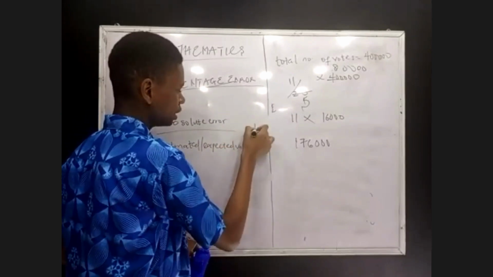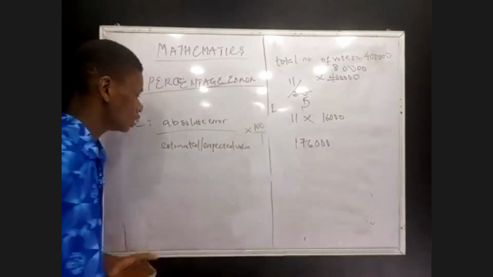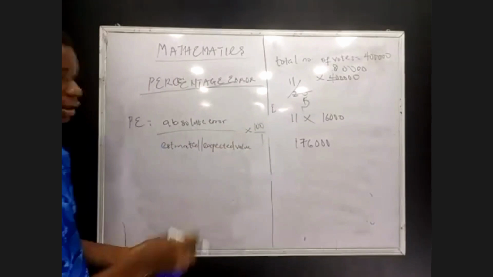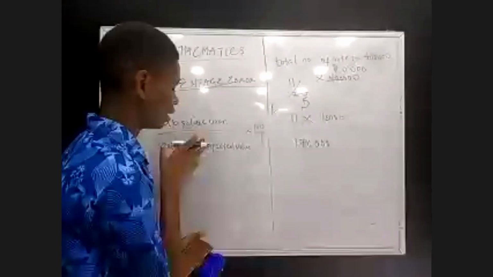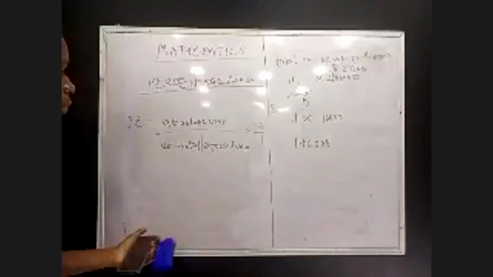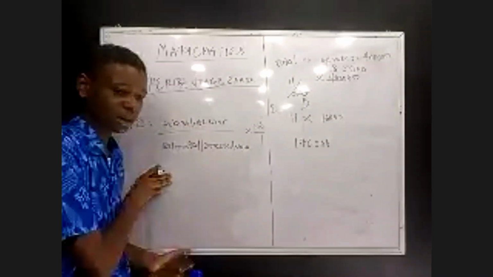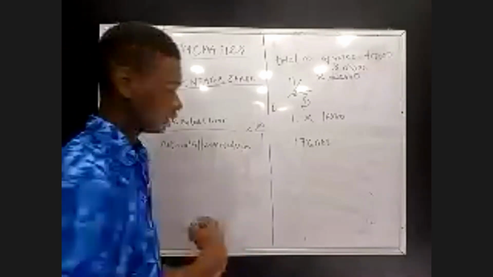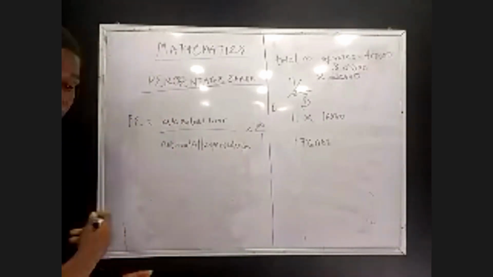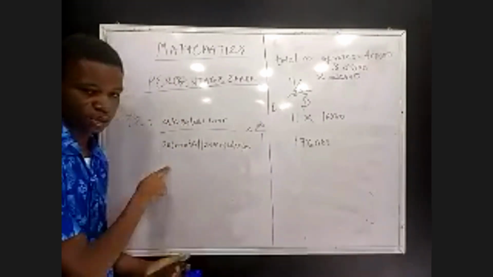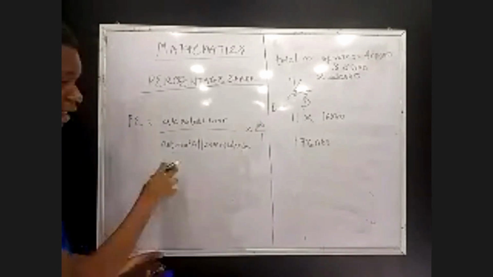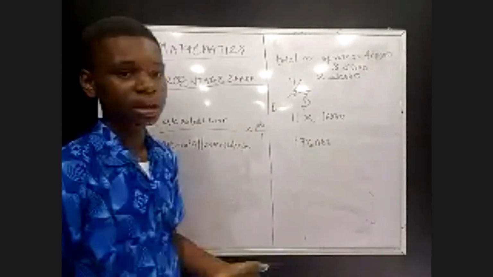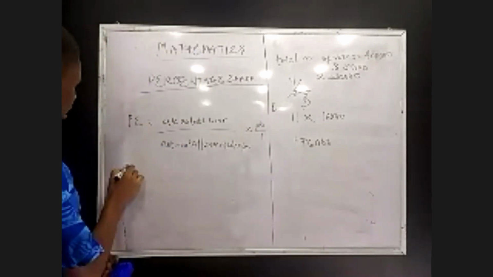So we are dealing with percentage, it's going to be 100 over 1. So here is the formula for percentage error: absolute error over estimated value times 100 over 1. So how do we get our absolute error? Absolute error is simply calculated by subtracting the actual value from the estimated value, or as the case may be, estimated value from actual value, depending on which is higher.